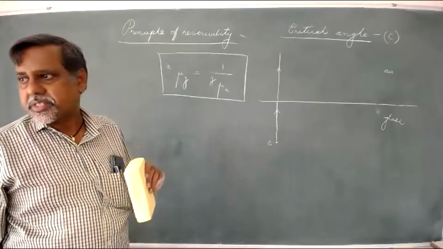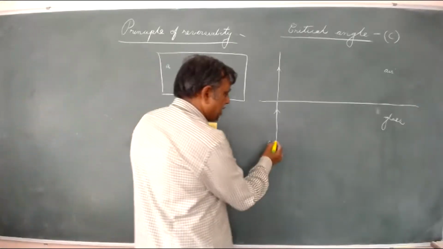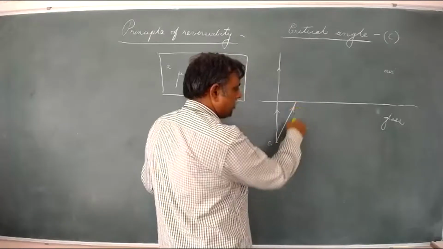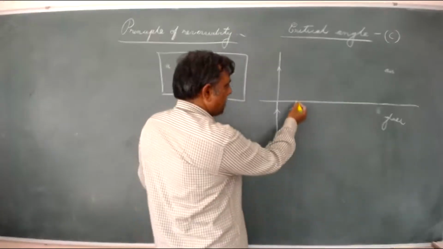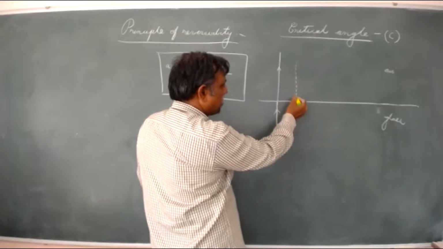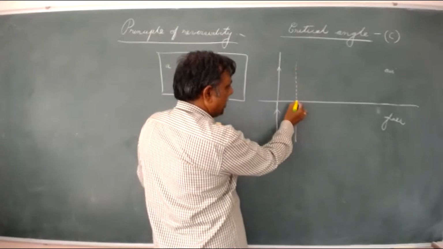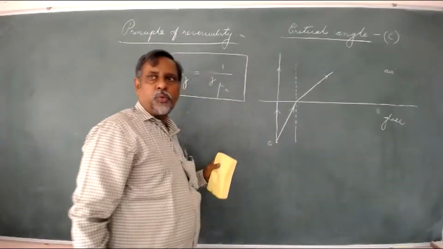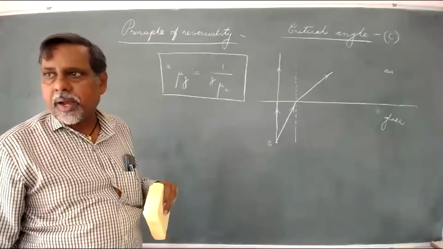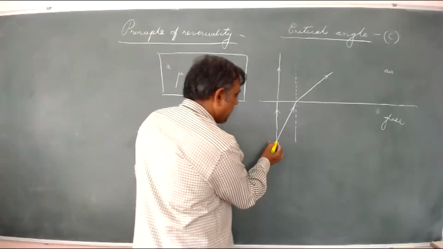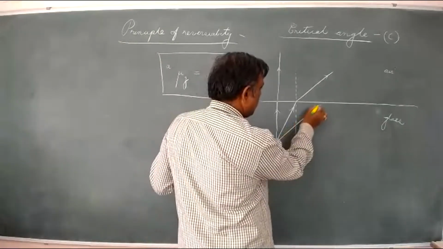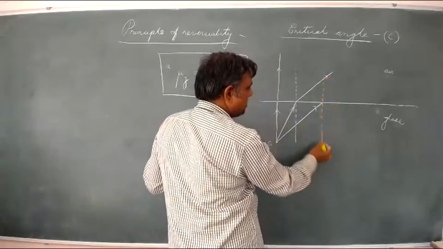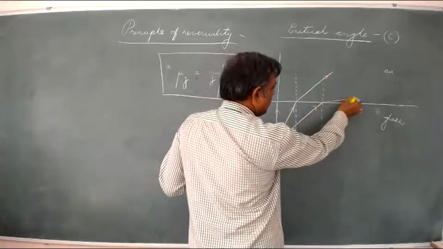And if the light ray undergoes refraction with oblique incidence, then what happens? This becomes the normal, and the light ray will be moving away from the normal. And if the angle of incidence is further increased, the light ray will move further away.